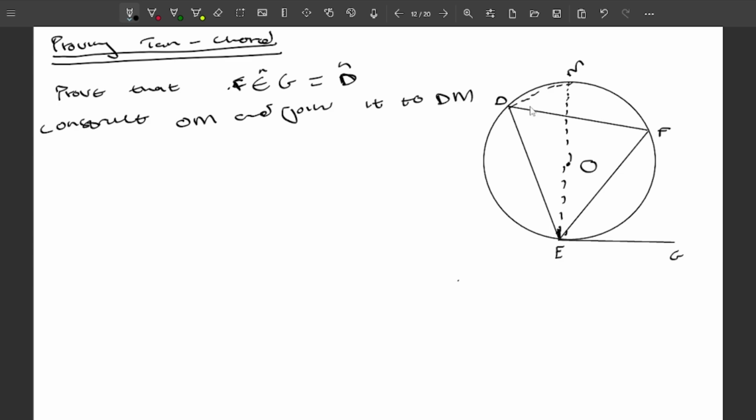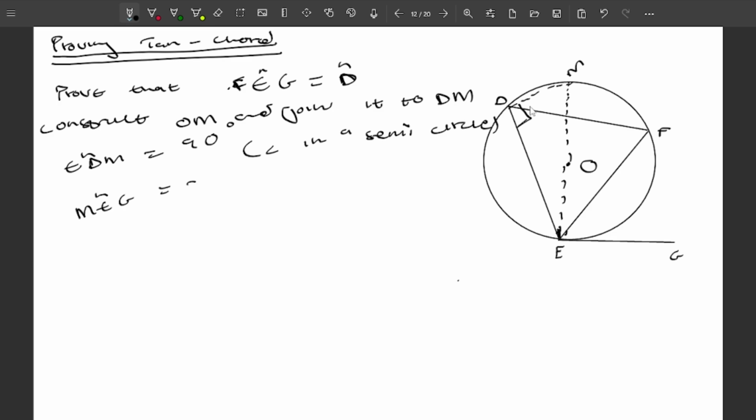Now from there on, after doing that and telling your examiner that, you're going to then say angle EDM is equal to 90 degrees. Now, where is that 90 degrees? Here it is. Angle in a semicircle. Now, the second one, which is MEG.